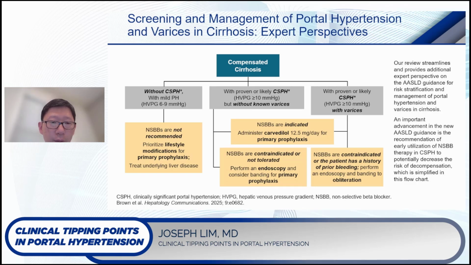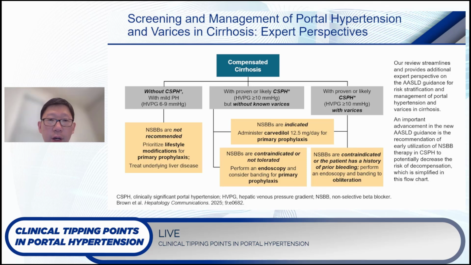All right, so here's a schematic of some experts' perspectives on management for compensated cirrhosis patients. On the left, these are patients without CSPH. And for these patients, of course, we don't use beta blockers, but we prioritize lifestyle modification, treating the underlying liver disease. In the middle group, these are patients with proven or likely CSPH, but without known varices. And in these individuals, non-selective beta blockers are strongly indicated.